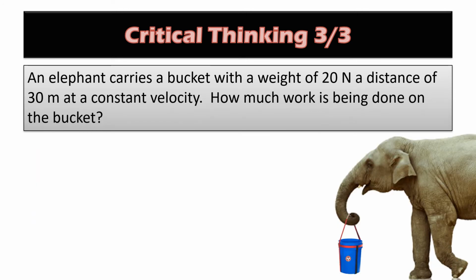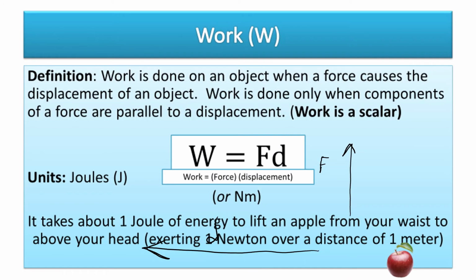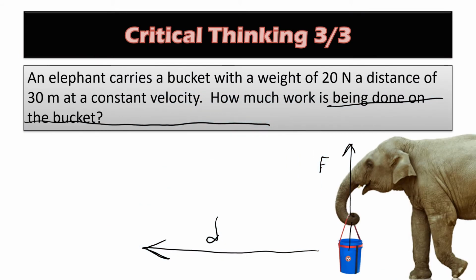All right, so here's a kind of tricky one. It says an elephant carries a bucket with a weight of 20 newtons, a distance of 30 meters at a constant velocity. How much work is being done on the bucket? Pause the video and think about it. Well, the displacement of the bucket is this way, and the elephant is lifting upwards on the bucket this way. And we said that work is done only when components of a force are parallel to the displacement. And as you can see, these two vectors are not parallel to each other. All right, so actually no work is being done on the bucket.